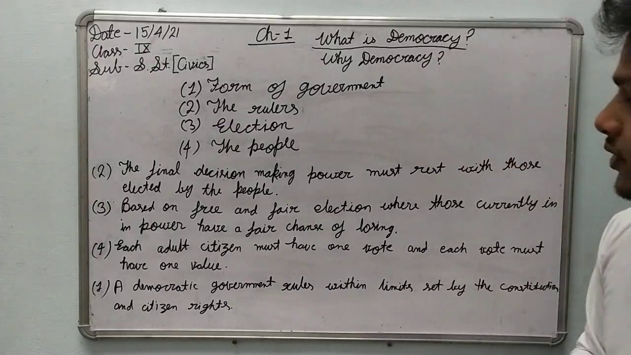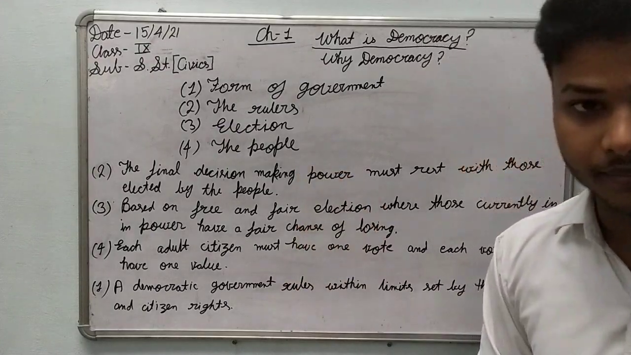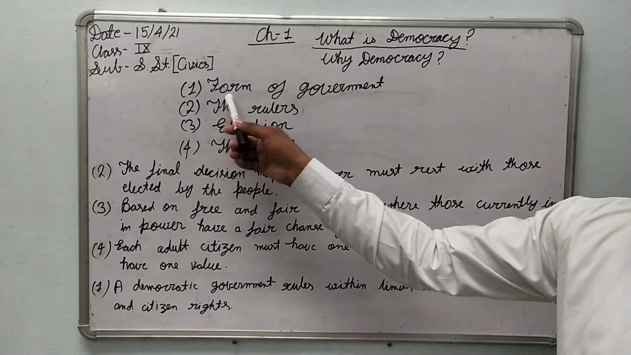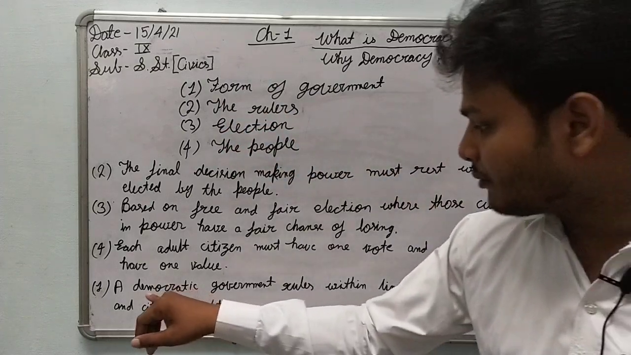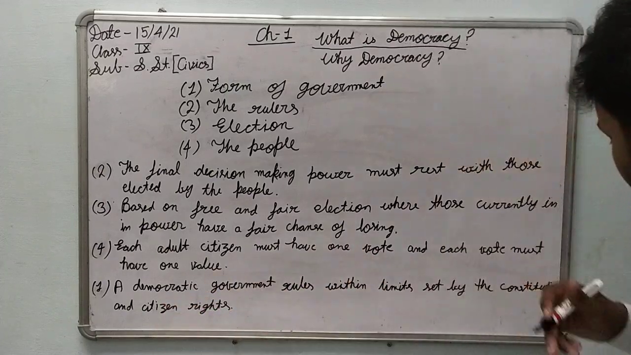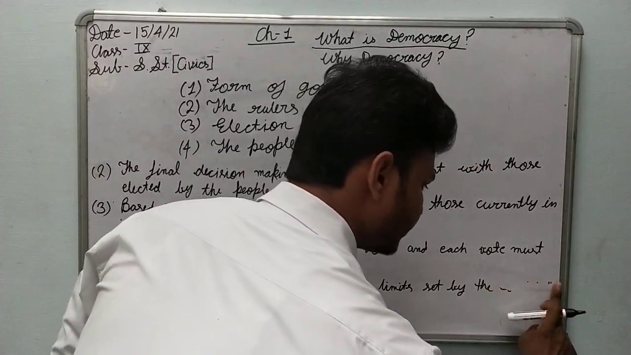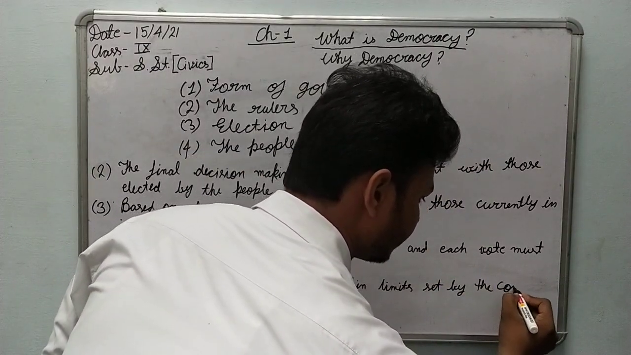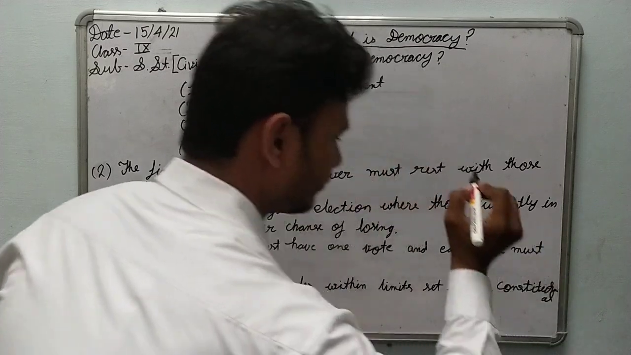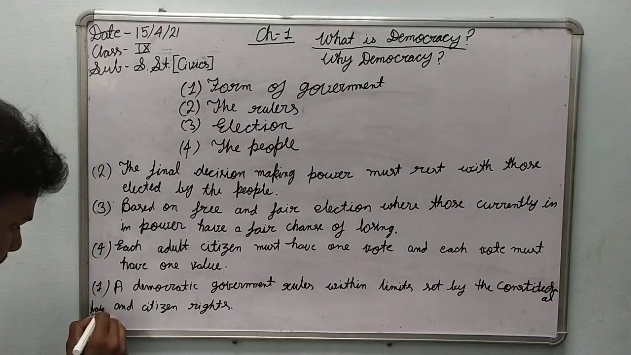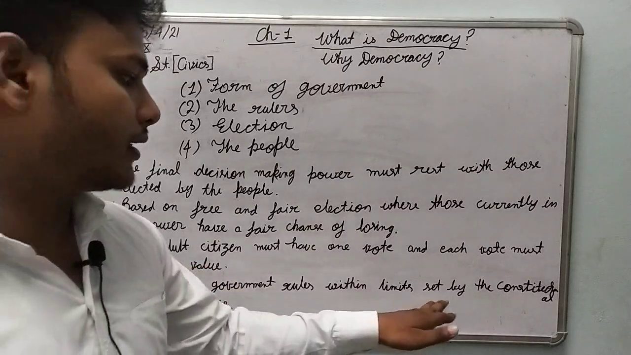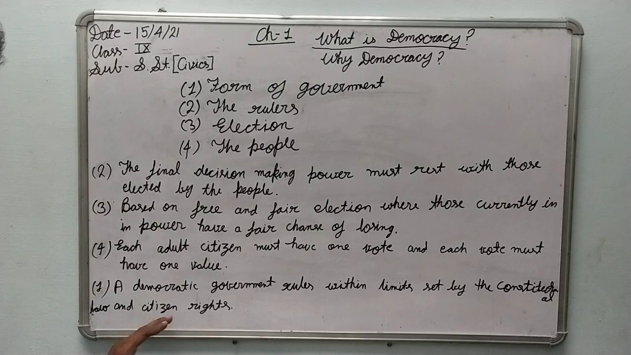Okay, so this point refers to this word, the people. I hope now this is clear. And the last point, which is exactly related to this form of the government. Which type of government is that? A democratic government rules within limits set by the constitutional law and citizen rights.